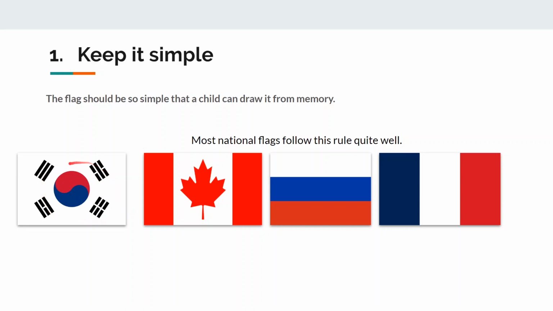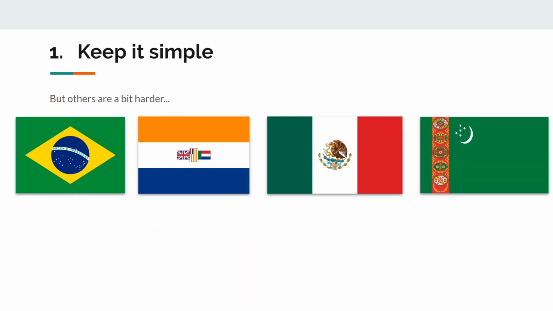Even if they get confused on what the trigrams are supposed to look like, specifically which goes where, Korea's flag is distinctive and easy to remember. Canada, got a big old maple leaf there. Just put your hand down, you can draw it. Russia, white, blue, red. In France, blue, white, red vertically, the tricolor. So most flags are quite easy this way. Others are a bit harder. Doesn't mean they're bad, just a bit harder.